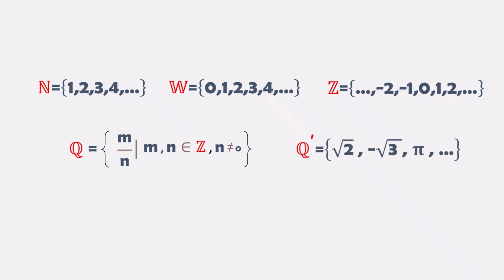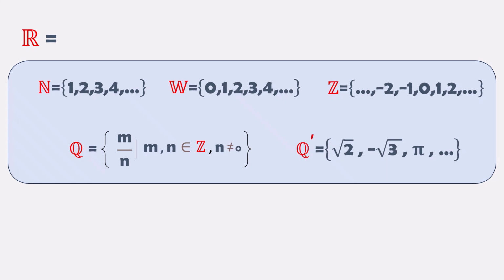5. Irrational numbers. These numbers cannot be written as a simple fraction. Examples include square root 2, negative square root of 3, and pi. And 6. Real numbers. The set of real numbers includes all rational and irrational numbers. This means the real numbers are made by taking the union of the rational and irrational numbers.